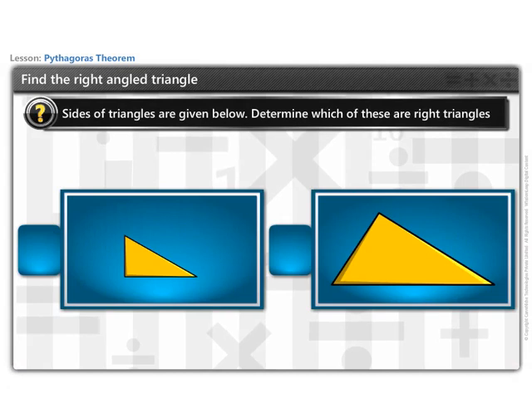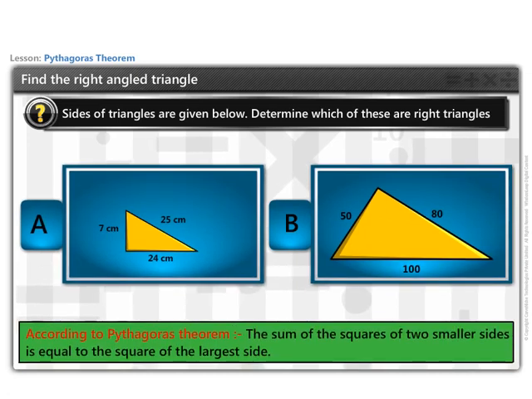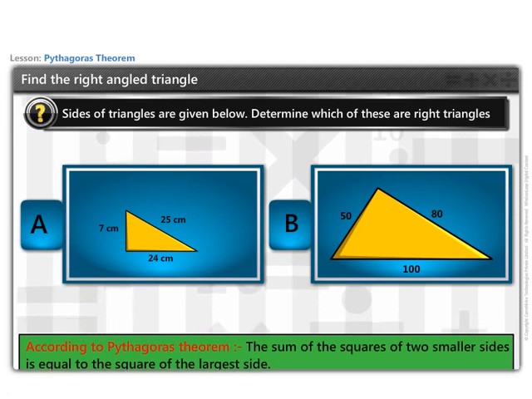Sides of triangles are given below. Determine which of these are right triangles. A. 7 cm, 24 cm, 25 cm. B. 50 cm, 80 cm and 100 cm. We have proved from Pythagoras theorem that the sum of the squares of the smaller sides is equal to the square of the largest side.